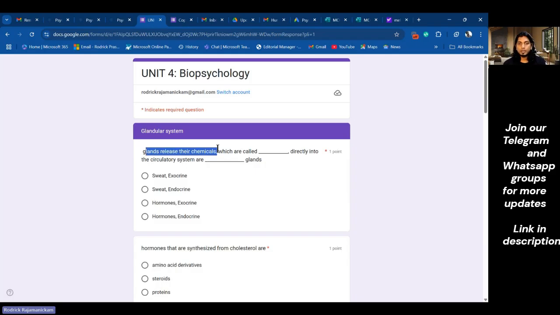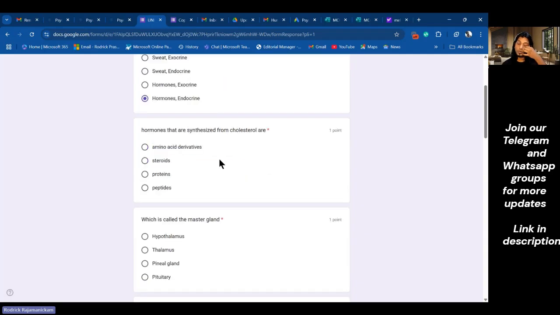Glands release their chemicals, which are called dash, directly into the circulatory system, which are called dash. So directly into the circulatory system are called endocrine. When you release things directly into the circulatory system it is endocrine, but if it is released through tubules, it's called exocrine. They release hormones. Hormones synthesized from cholesterol are called steroid hormones. So you can find it by steroids.